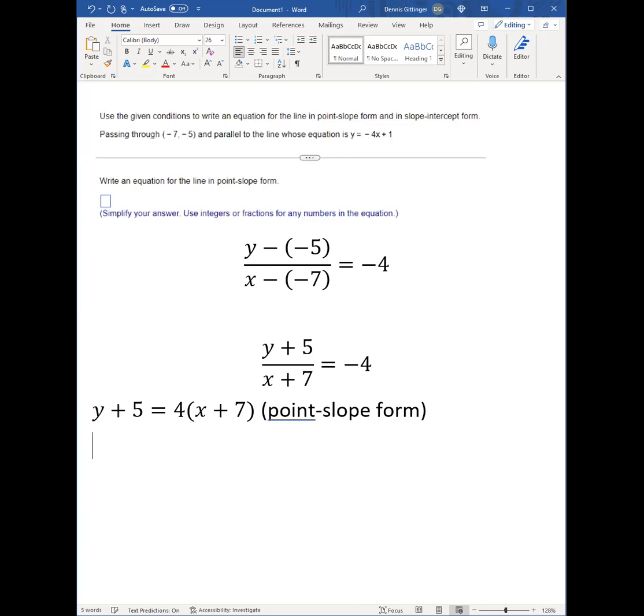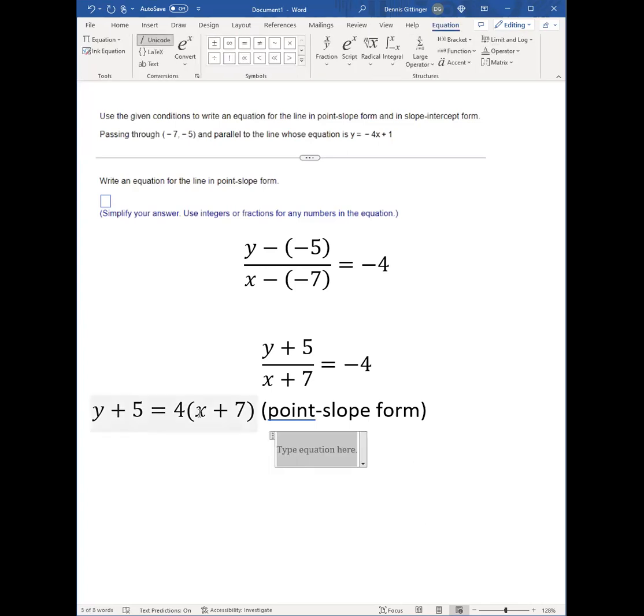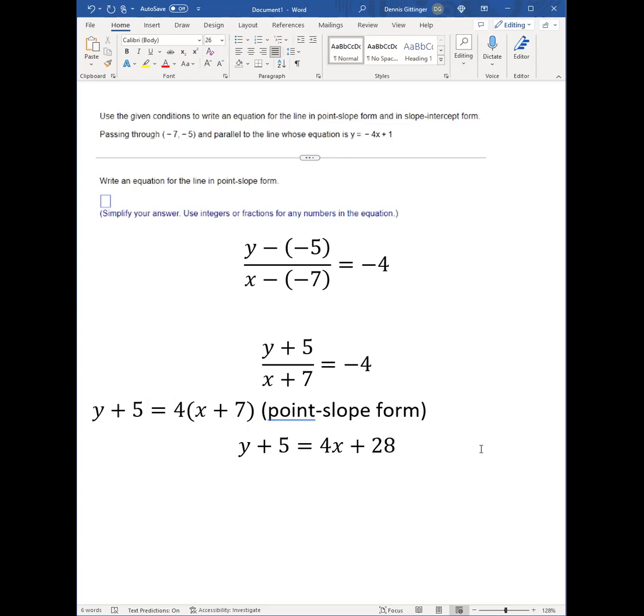And the reason it's called that is you have to have the slope and a point. All right, now to get the slope intercept form, you just multiply this out. And when you multiply that out, you get what? It's 4x plus 28. Correct. Okay, now you have to make it look like y equals mx plus b.